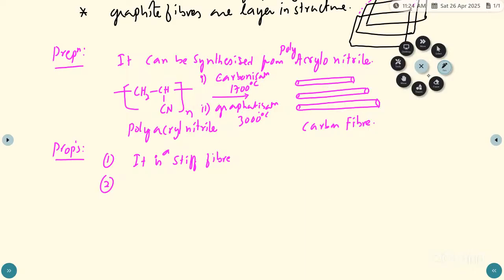It is a stiff fiber, and next it has high tensile strength. High tensile strength means it cannot be broken by drawing into filaments. What is tensile strength? It can withstand drawing into filaments. It can withstand breakage.